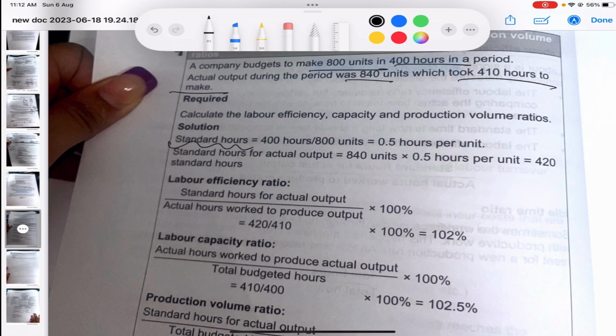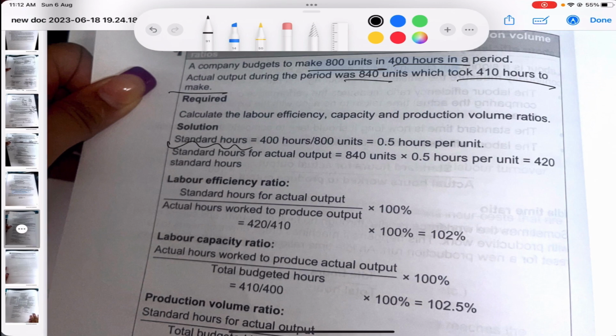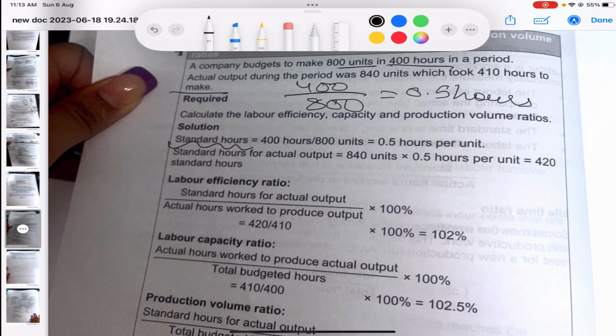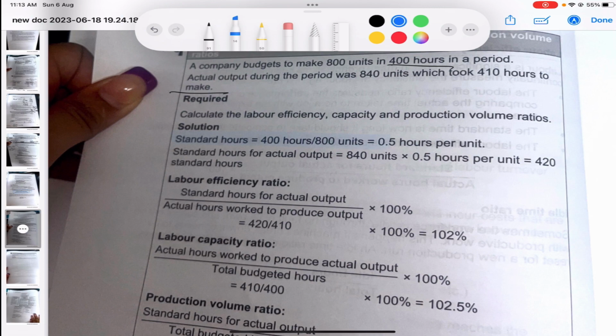So what is the standard hours of 1 unit? Okay, so for 800 units it is 400 hours. So if I want to find out the hours required to manufacture 1 unit, that would be 400 divided by 800, right? So that is going to give you 0.5 hours per unit. Okay, I hope you understood till here. We have done this part.